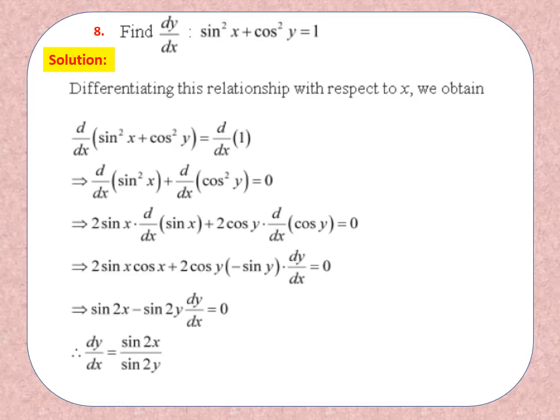Now for cos square y, same, we have to first differentiate the power, 2 cos y, and then for cos y, differentiation of cos y will be minus sin y, and for y it will be dy upon dx, clear? So solving this equation, you will get your value dy upon dx equals sin 2x upon sin 2y, clear? So pause and note down the solution.